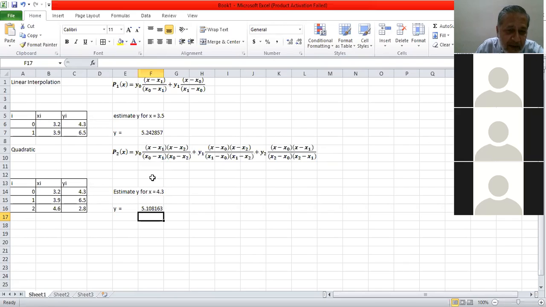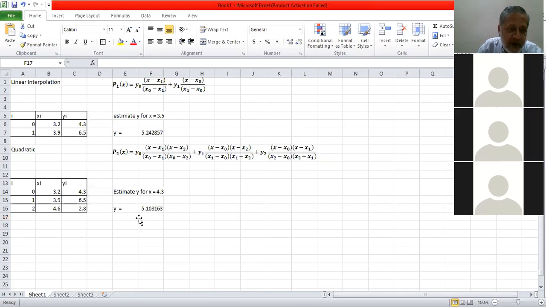Last thing about this example that we have just done for P2(x), we were trying to estimate a value of y for x is equal to 4.3. 4.3 lies between these two numbers. So in general, our result should be somewhere between these two numbers, and which is the case. So now you can do exercises with the cubic polynomial or fourth degree polynomial.